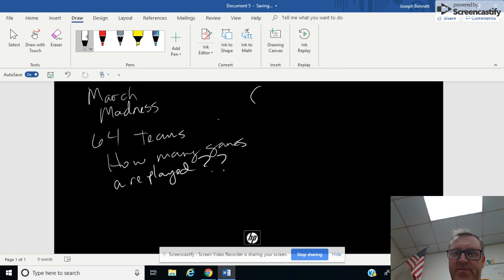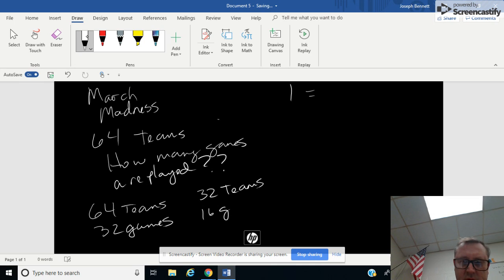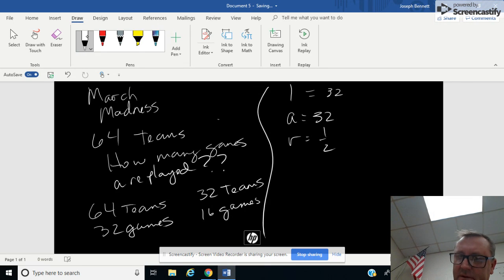Okay, so let's use what we've been talking about recently. In our explicit value, we know at the end we've got one game being played. At the beginning, think about it like this. If we have 64 teams, then there are 32 games in round one. And in round two, there are 32 teams. That means there are 16 games. So we know that our A value is equal to 32, and our R is equal to 1/2. So we can put that into the equation, 32 times 1/2 to the n minus 1. Okay, that's our explicit function.